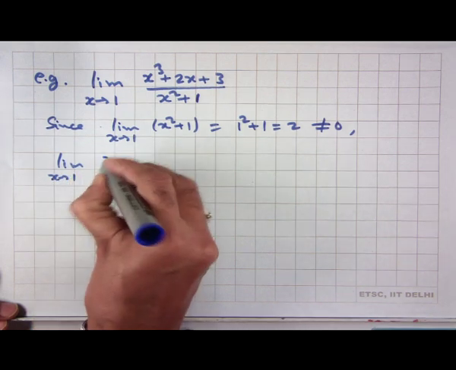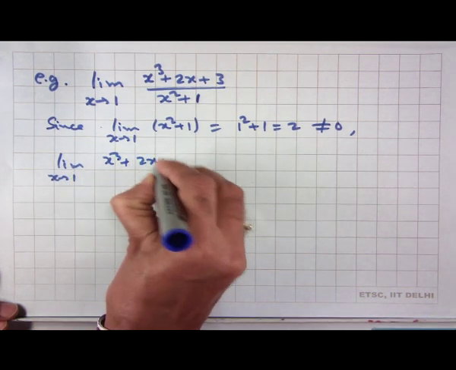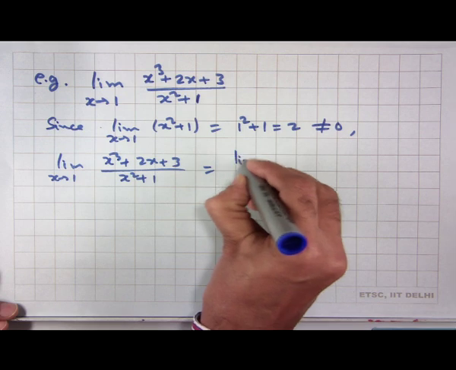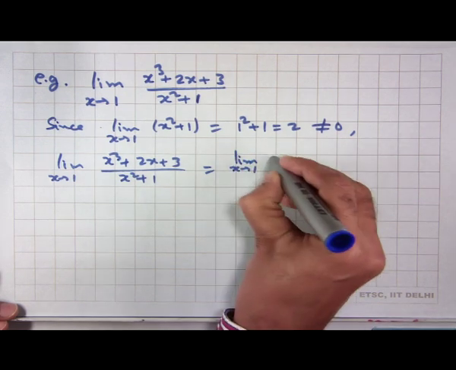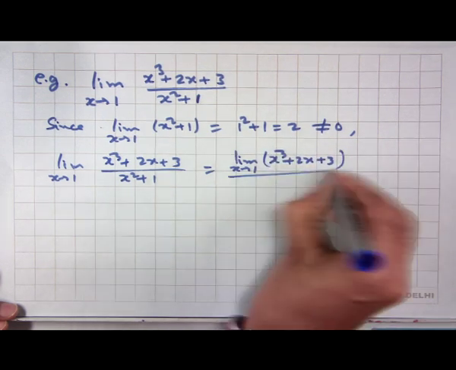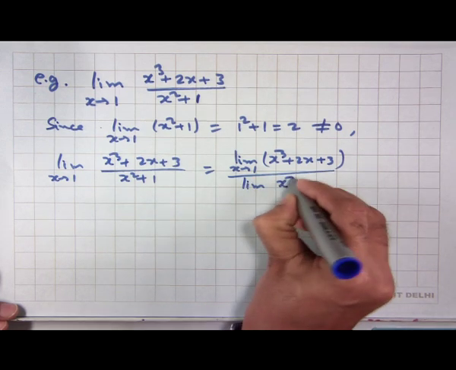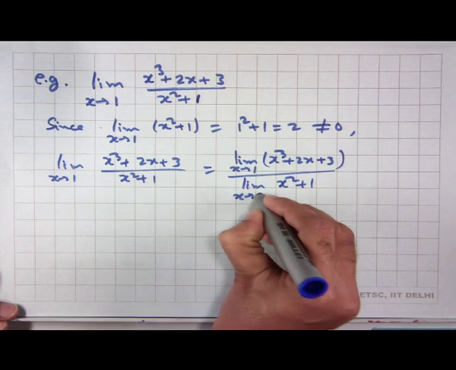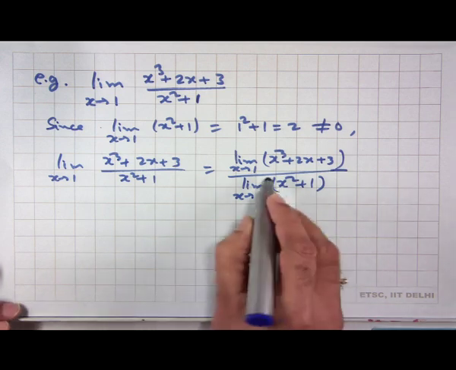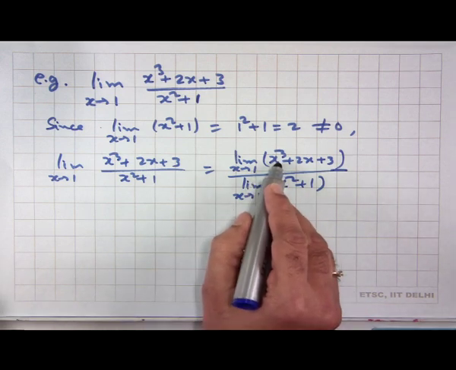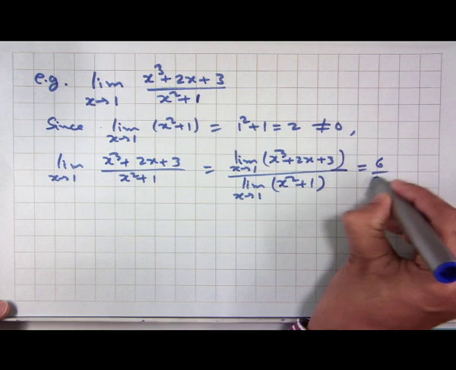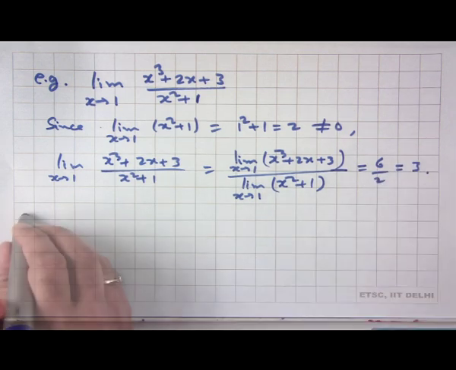Therefore, the limit as x goes to 1 of x cube plus 2x plus 3 by x square plus 1 is simply the quotient of the limits, and now both are polynomials. So, we know that we just need to evaluate it. At x equal to 1 we get 1 cube plus 2 plus 3, this is 6, divided by 2. So, this is 3.